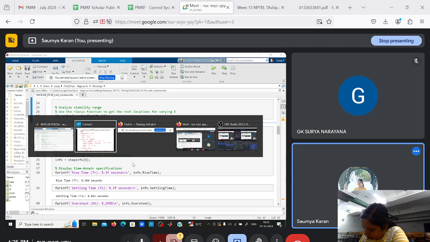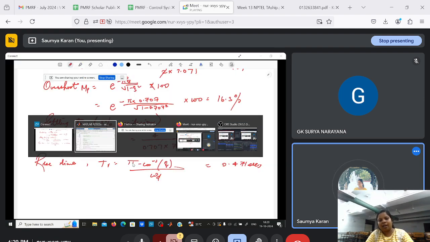Your rise time, okay, rise time, you know that it is given by pi minus cos inverse of zeta upon omega d. So you can substitute the value of omega d from omega n under root 1 minus zeta square and put all of them here. And from here you'll get rise time to be nearly equal to 0.471 seconds. Okay. Let's check the MATLAB implementation for the same, because we have calculated a lot.